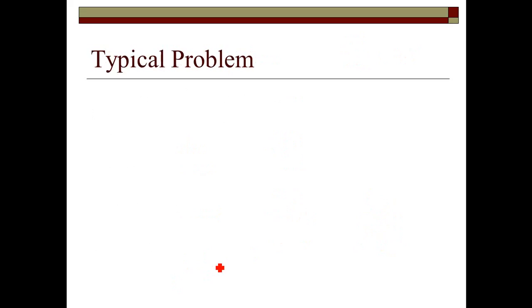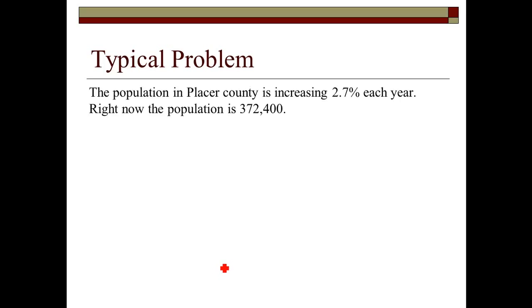Okay, so let's look at a typical example. The population in Placer County is increasing by 2.7% each year. Right now, the population is 372,400. For an exponential equation, anything you have increase or decrease by a percentage, it's basically going to have this format: y is equal to my starting value, which is a, times my multiplier raised to the x, and I've got to be careful of the time units I'm working with.